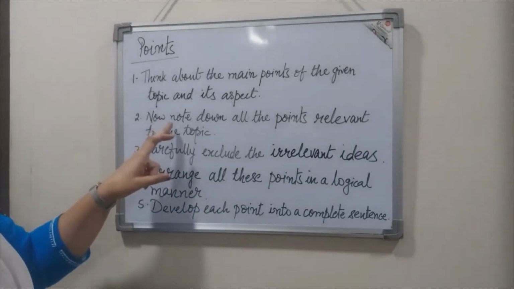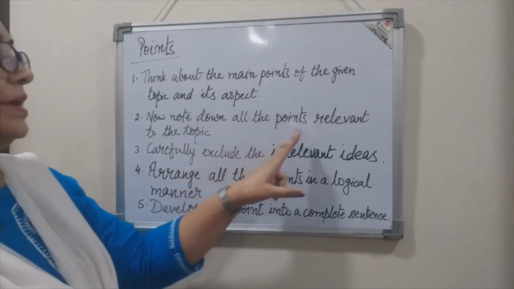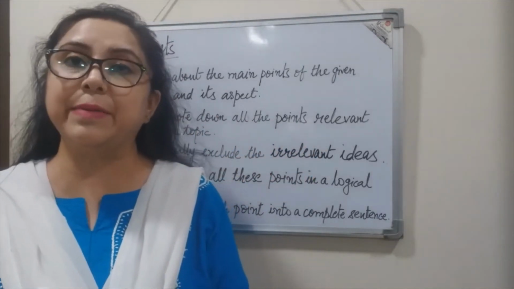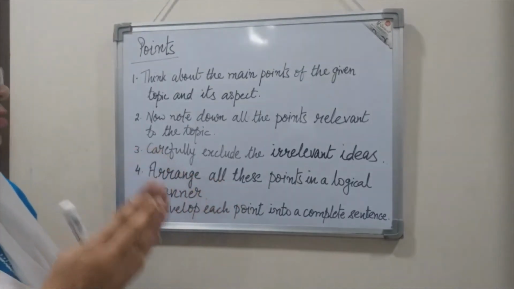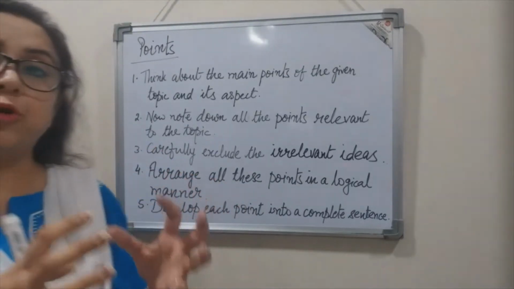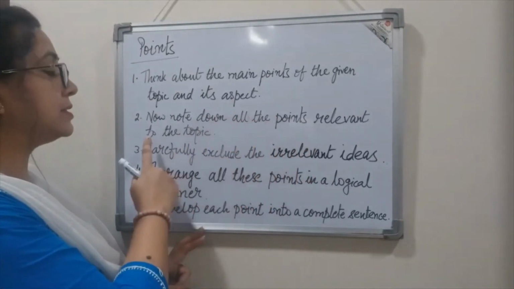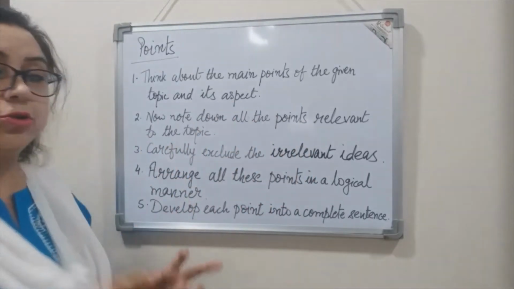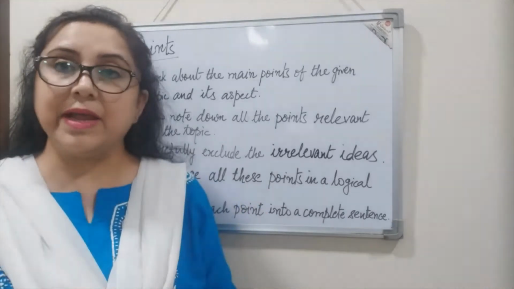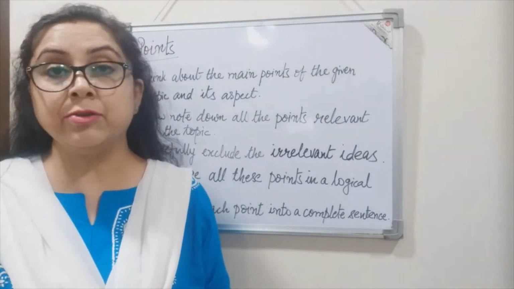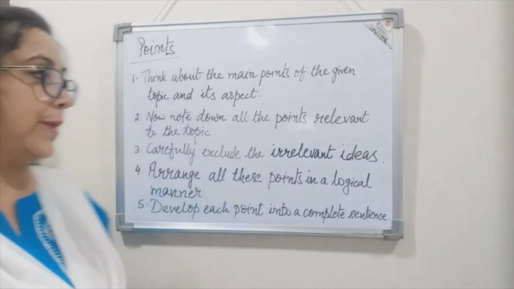Next, note down all the points relevant to the topic. So after this mind mapping, jot down all the relevant points, all the important points related to the topic. All the points which are related to the topic should be noted down one by one.